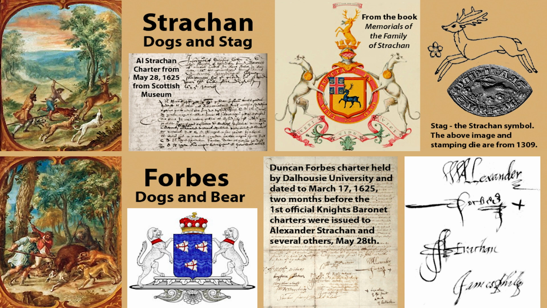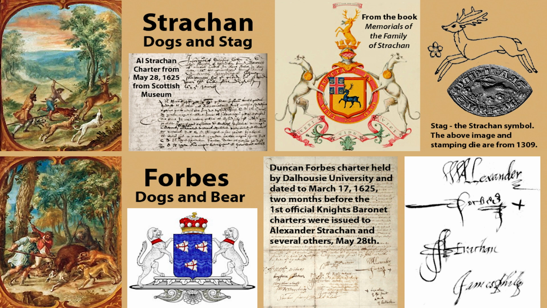So let's talk about the Strachan one, because I think this is the one I first kind of figured out. Well, they are chasing a stag. Mm-hmm. And guess what? The stag has been the symbol for the Strachan family at least since 1309, because if you go all the way to the right, that little thing that looks like a reindeer, a little drawing, is actually a stamp from 1309, and that piece of metal underneath it is a wax mold, so they can make a wax seal to put on documents. But just to the left of that is a version of the Strachan coat of arms, and that actually comes from the book Memorials of the Family of Strachan.